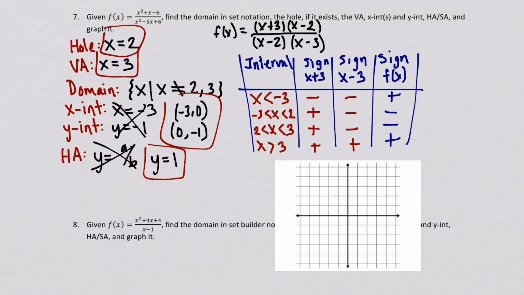Okay, and finally, we're going to put it all together in our graph. Okay, there's a vertical asymptote at x equals 3. There's a horizontal asymptote at y equals 1. Like that. There is an x-intercept at -3, 0. Right there. There's a y-intercept at 0, -1.